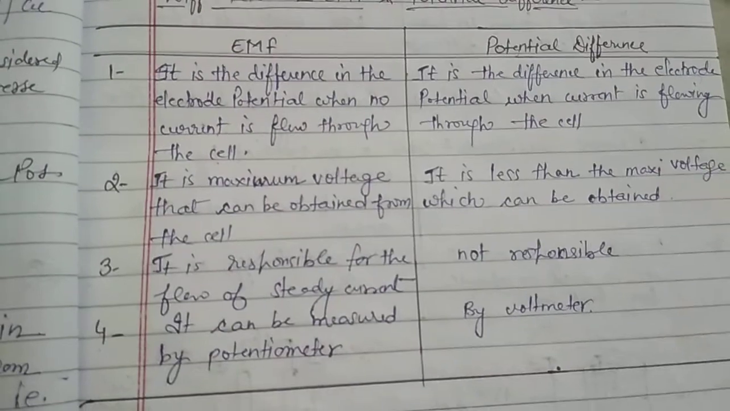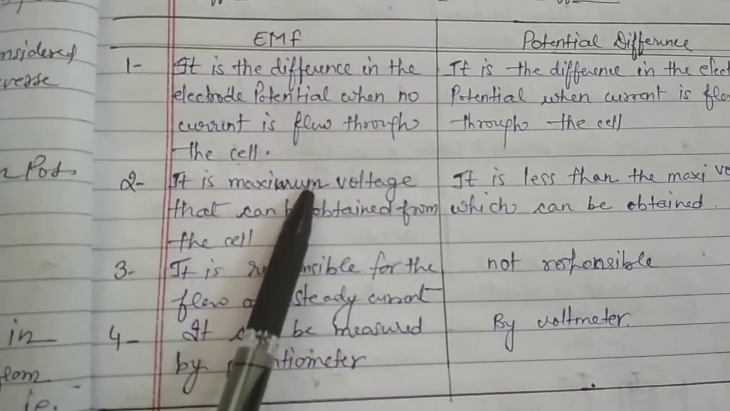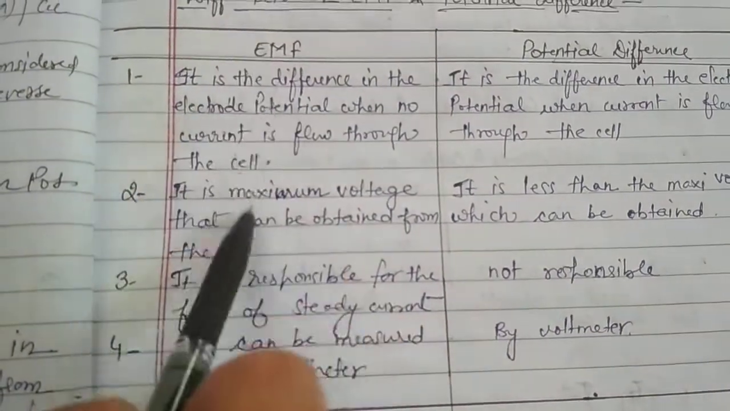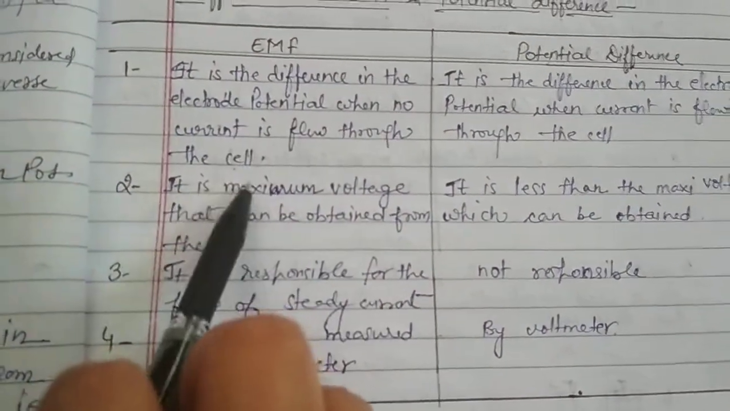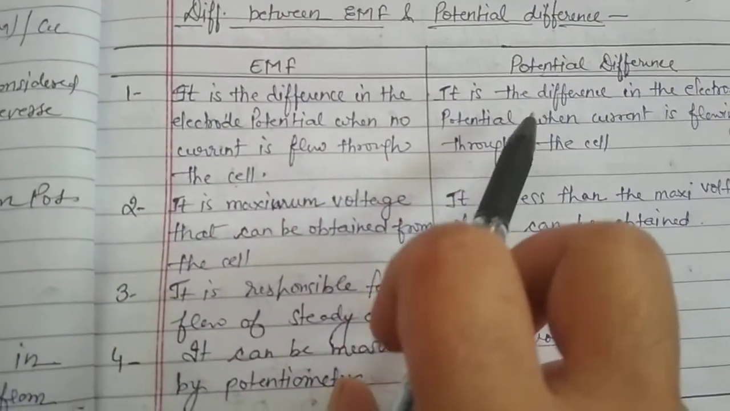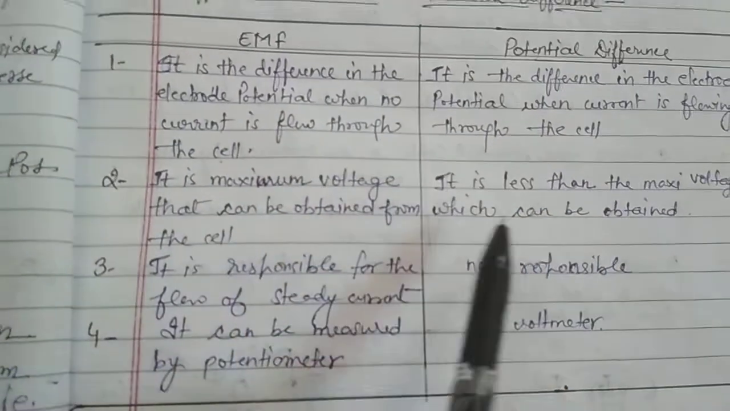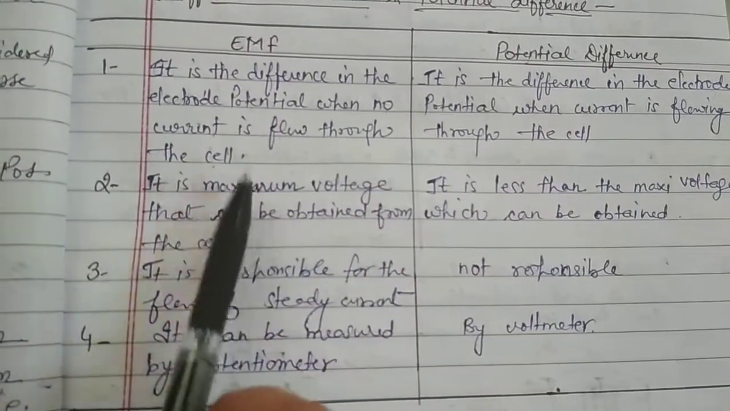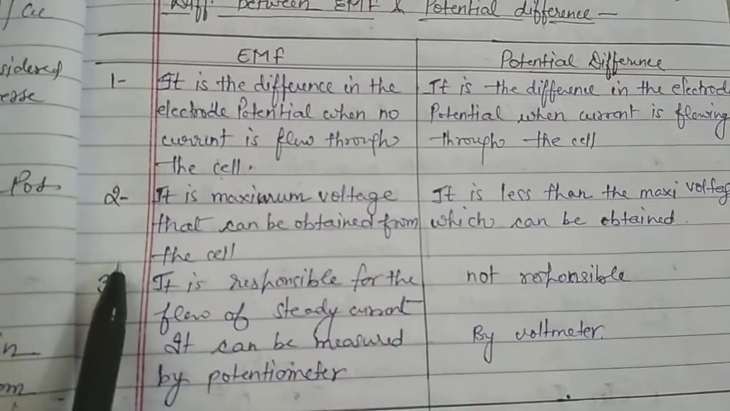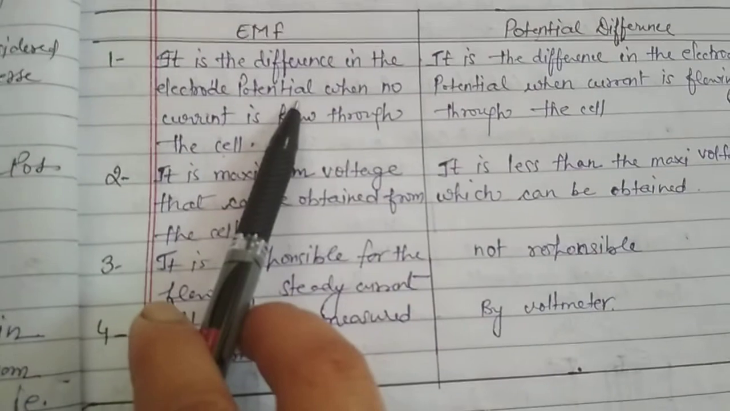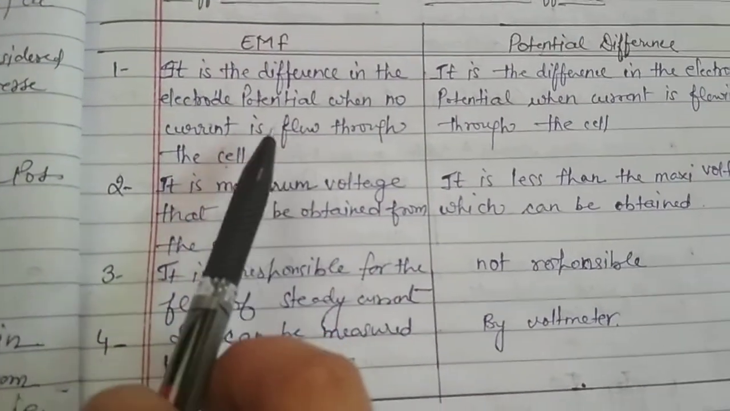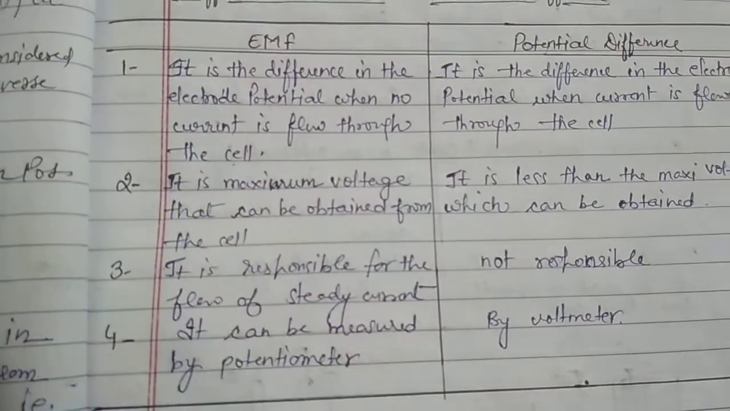When we talk about the maximum voltage that can be obtained from a cell, we are talking about the EMF of the cell. But the potential difference depends on the resistance, the internal resistance of the cell also. So it has a lesser value than the maximum voltage that can be obtained from a cell. The EMF is the maximum voltage because it is independent of the resistance of the cell.